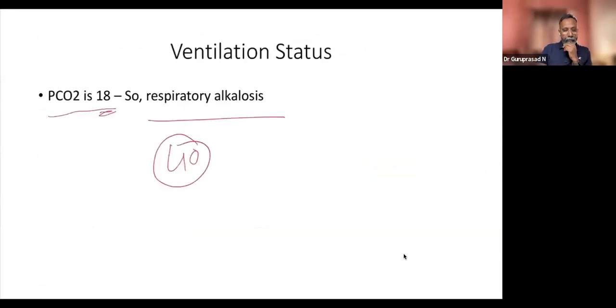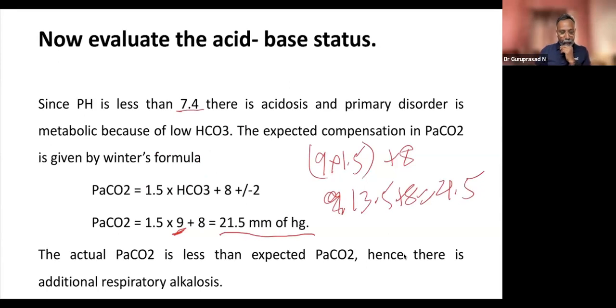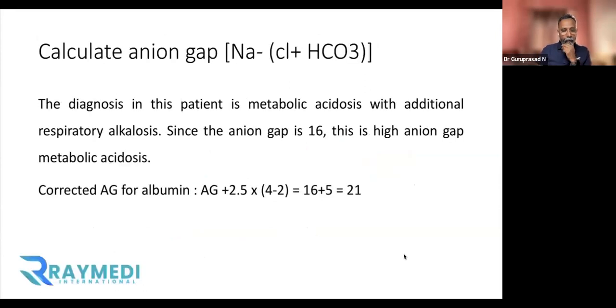The given is 18. So the expected was 21.5, but the given is 18. So there is an associated respiratory alkalosis. The actual PaCO2 is less than expected. So there is an additional respiratory alkalosis. Okay, so the diagnosis in this patient is metabolic acidosis with additional respiratory alkalosis. Since the anion gap is 16, okay, there is a high anion gap.